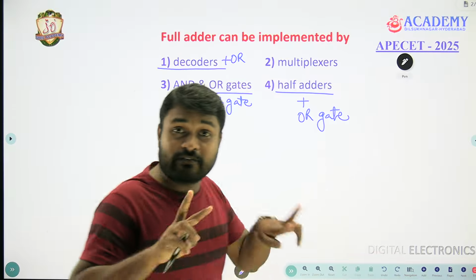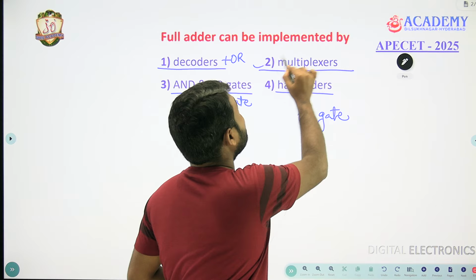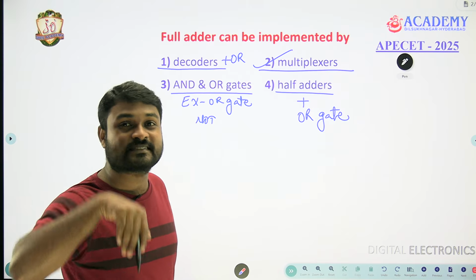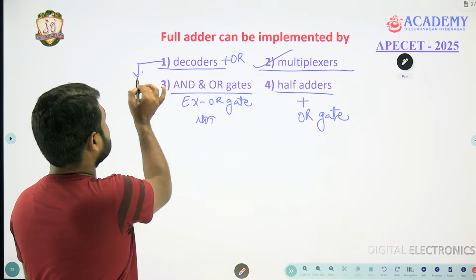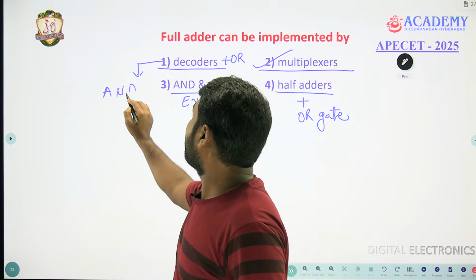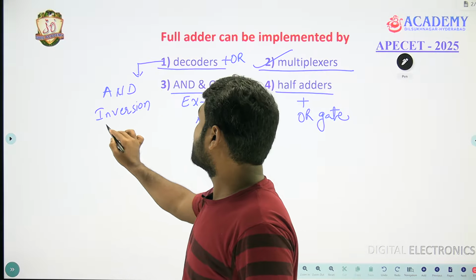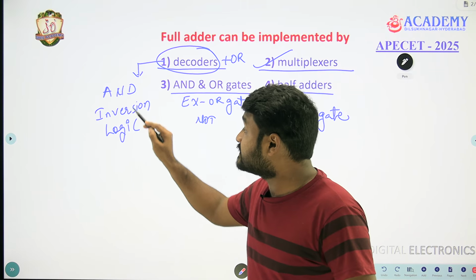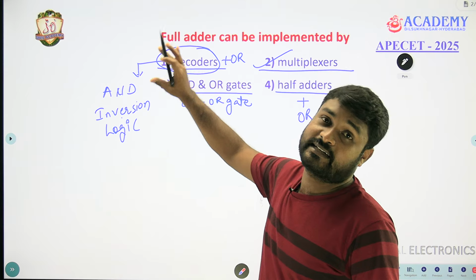Two half adders plus one more OR gate are required to make a full adder, but with a multiplexer alone you can make a full adder. Multiplexer alone, because now you understand the subject. Decoder follows only AND logic and inversion logic. So this decoder will have AND gates and NOT gates inside the block.